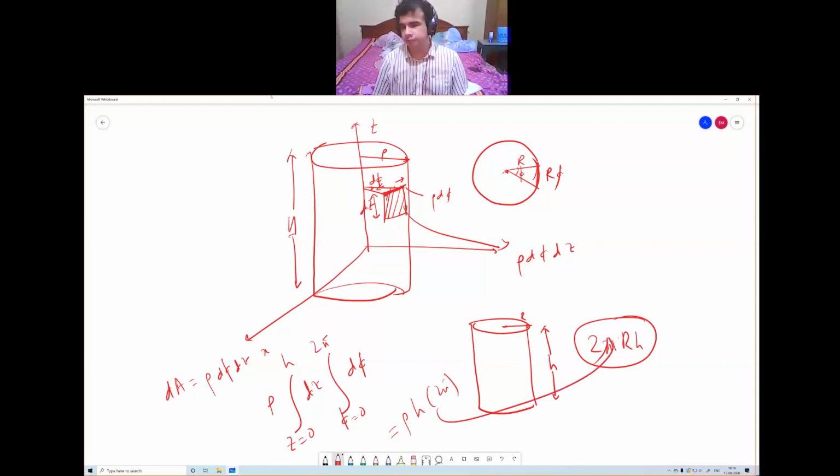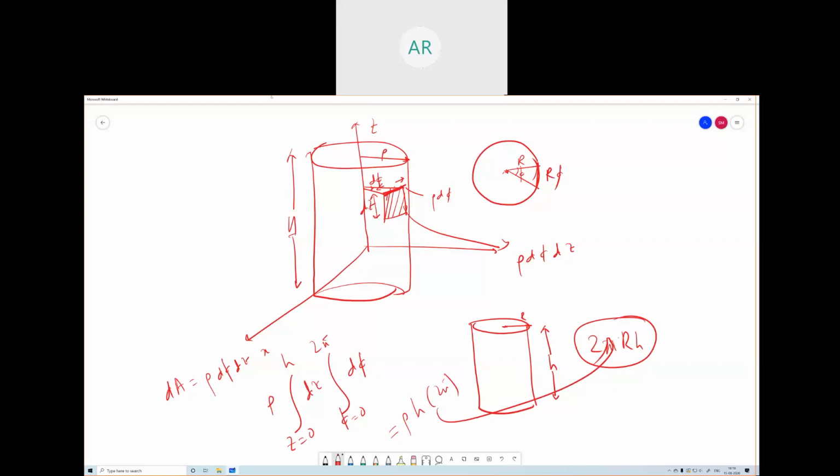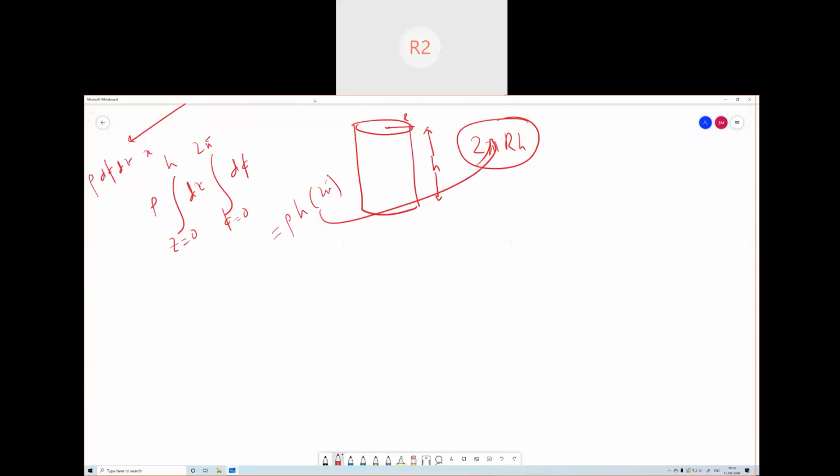Okay, right? Is it okay? Anybody? Is it fine? The small area was rho d phi dz, so we have to simply integrate z from 0 to h and phi from 0 to 2 pi. Is it the answer? Is it correct? Yes, sir. Okay. And Ritika, your voice is also breaking, cannot hear it clearly.